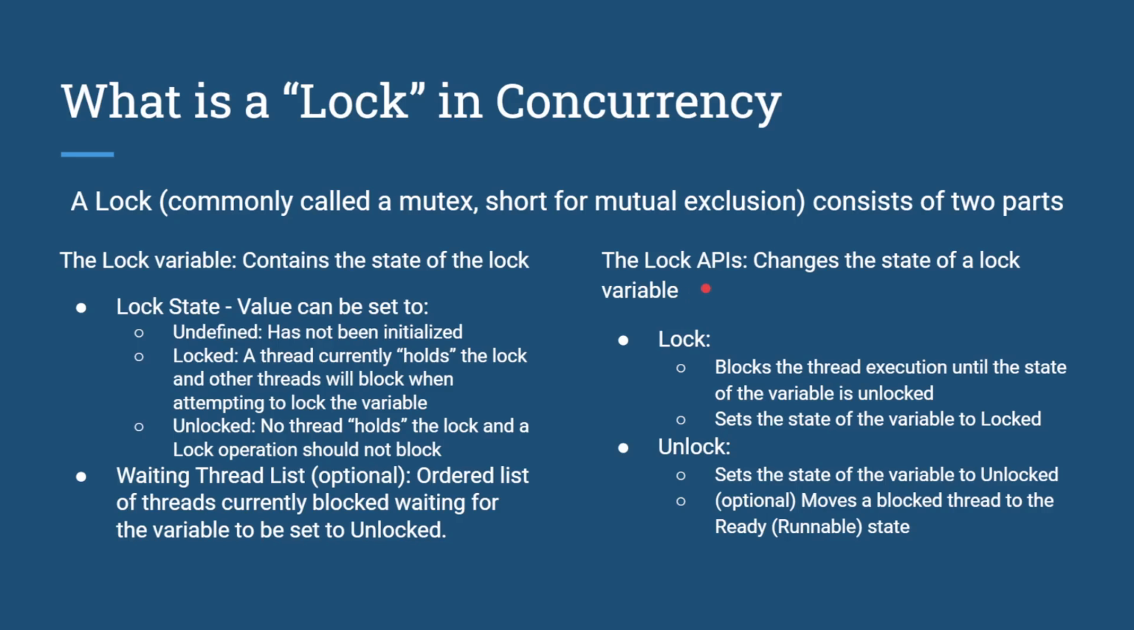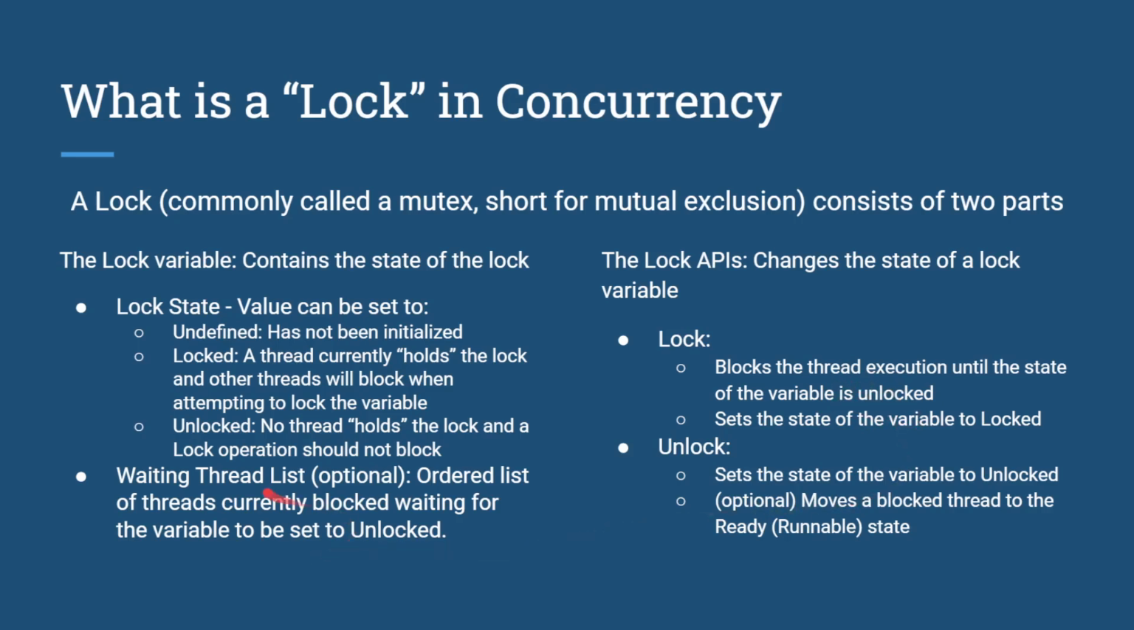The second part of locks are the lock APIs. And a lock really is very simple. You can either perform a lock operation on a lock, which is actually a two-step process. The first step is to block the thread execution if the state of the lock is in a locked state. As soon as it becomes unlocked, this stops blocking the thread, and we set the state of the variable to locked. And the other API is the unlock API, where it sets the state of the variable to unlocked, allowing a blocked process to continue.